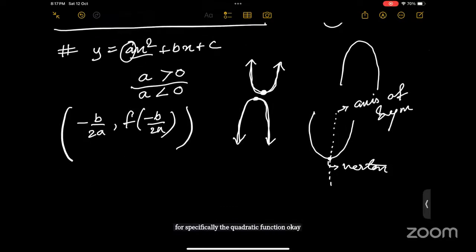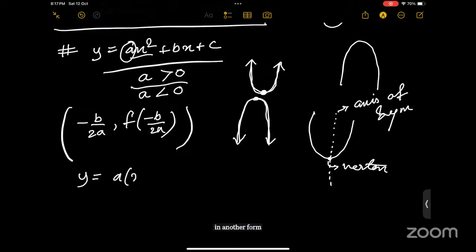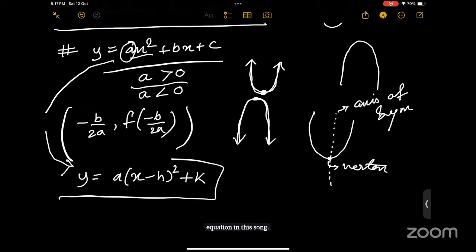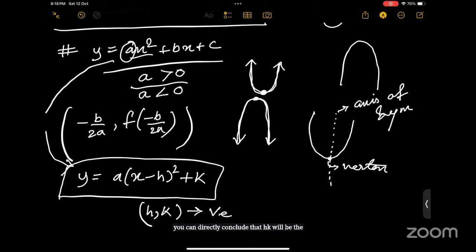So this is basically the standard form. We can write this equation in another form, which is a times x minus h squared plus k. Okay, we can express this equation in this form. So this is also a standard form of the equation of a parabola. And if you have something like that, you can directly conclude that (h, k) will be the vertex. Okay.